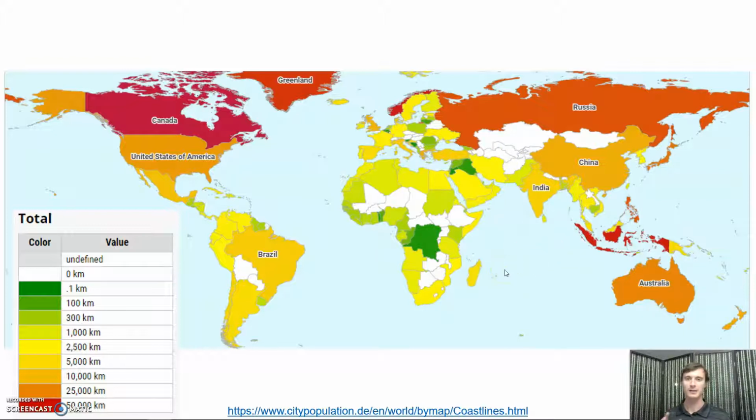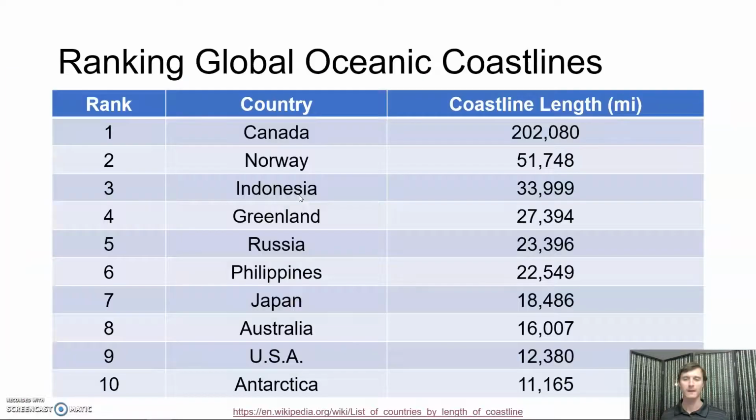And, well, you might take a second here to think about which of these countries you would expect to have the most total coastline. What do you think is going to be the country in the world with the most, and then maybe the second most, and then maybe the third most? Well, here is our top 10 list, the top 10 longest coastlines in total for each country in the world. Now, we have Canada, Norway, Indonesia, Greenland, and Russia. What do these have in common? Well, actually, what do all of these countries have in common?